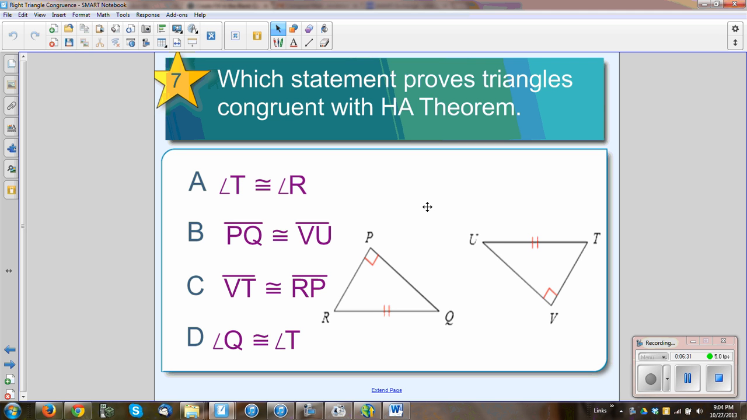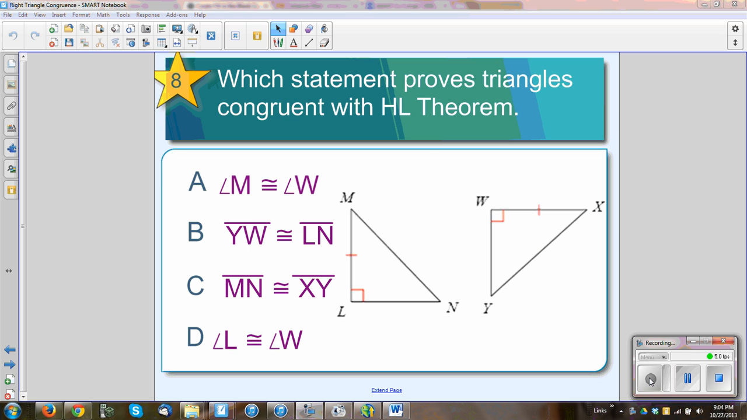Now, try and figure out which statement proves the triangles are congruent using the hypotenuse-angle theorem. Which statement proves triangles congruent with the hypotenuse-leg theorem? And this is your last question, and we'll talk about this in class. I'm actually going to give you some papers that you can practice recognizing the special properties of the triangles and see which statement can be applied to them.